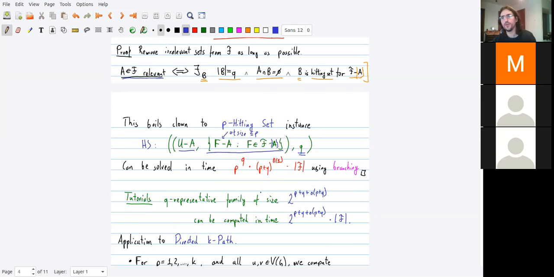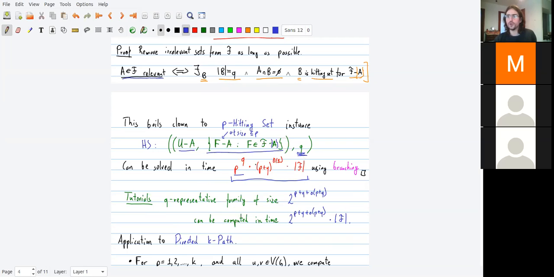And if you now recall, for the hitting set problem, there was a very simple branching algorithm. Namely, if I have a set that is not yet hit, I need to branch on which of its elements needs to be included in the solution. I have a budget q for the number of elements in my hitting set, and each time I'm guessing who will hit a certain set, there are p options. So this is a p to the power q branching. So I have an algorithm that tests whether a set is relevant in this running time.